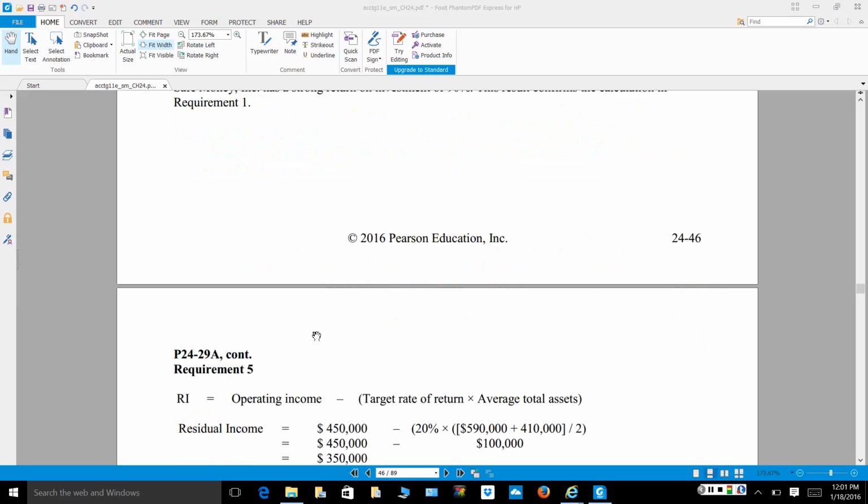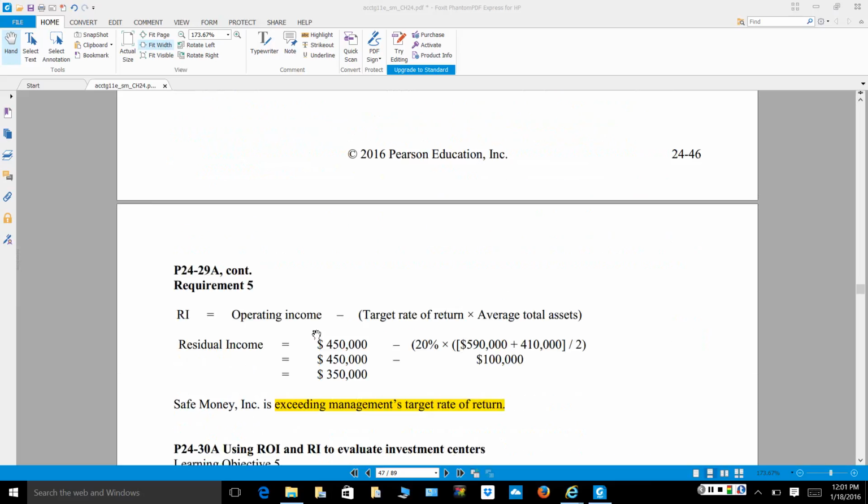Right, and finally, we are asked to calculate residual income. Residual income is simply our operating income less our minimum or target amount of income that we should generate. And that minimum amount is our target rate of return, which your text told you was 20%, times our average total assets, which we've already calculated. So the minimum amount of operating income that I want to generate is $100,000 based on a target rate of 20%.